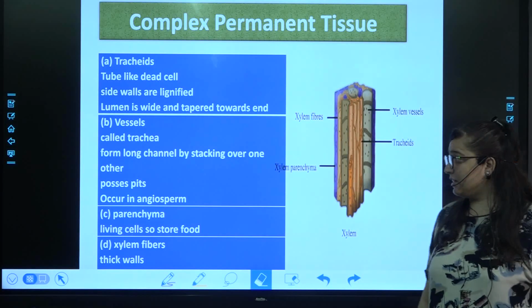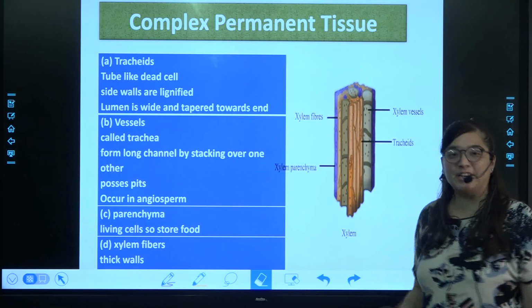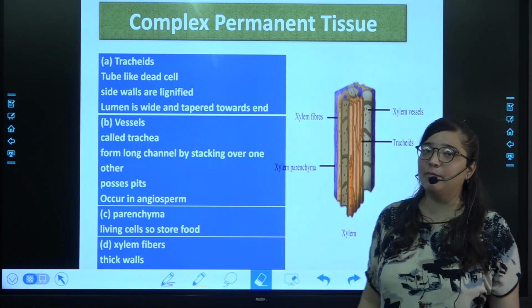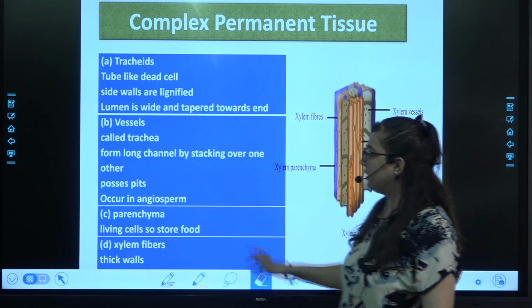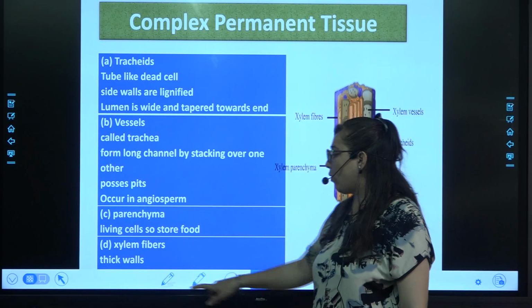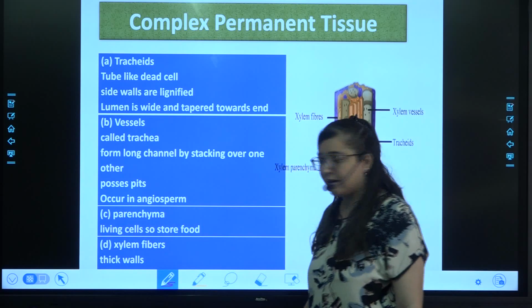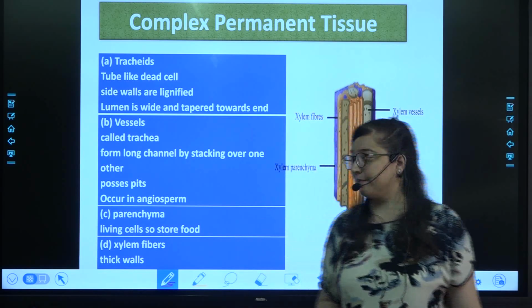These are the vessels, they are forming a long stack one over the other and they are possessing pits, that means openings. Why do they have these? Because ultimately they are helping in the conduction, so they need that. And where do they occur? In angiosperms. Now what is this angiosperm and gymnosperm? This is a part that you are going to learn in biodiversity.